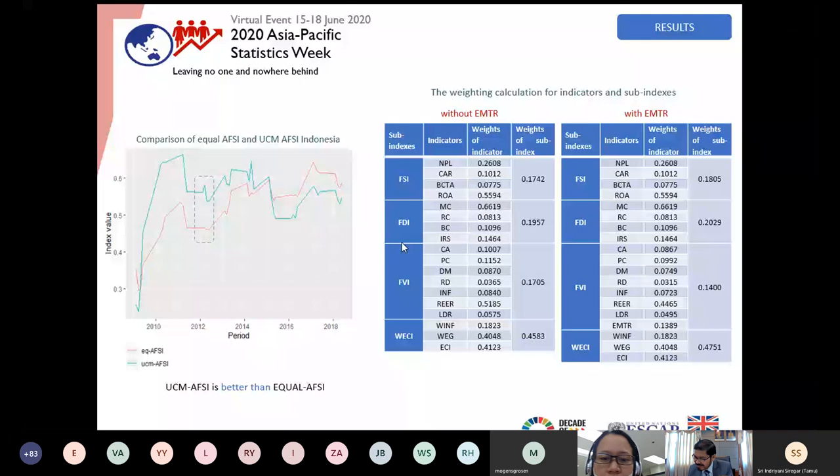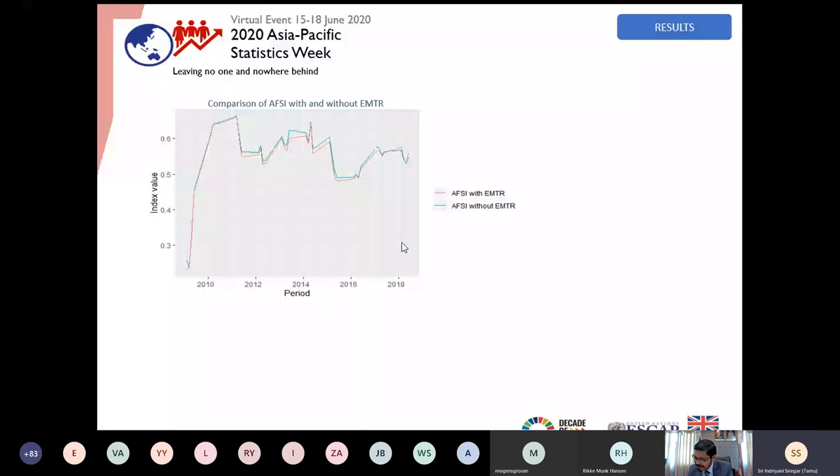Next, this figure shows the FC comparison before and after the addition of the e-money transaction ratio. It can be seen that the addition of the EMTR tends to have the same pattern as before, but produces FC which tends to be higher in the last four periods. This is due to the rapidly increasing contribution of e-money transactions in 2018 in Indonesia.